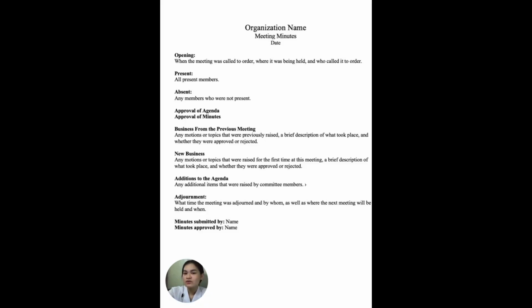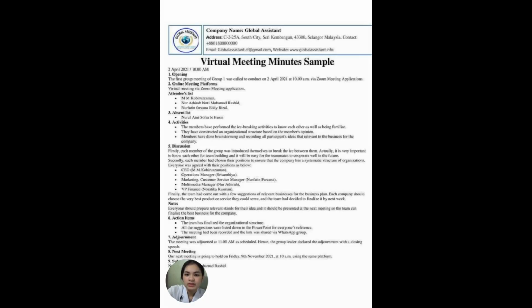Now, this is one of the formats in terms of writing the minutes of the meeting. It includes the attendees, the absentees, the topics raised for the meeting, what happened during the meeting, the discussion, and also the adjournment. So lastly, this is now the actual example of the minutes of the meeting. The discussion is thoroughly written, who said such thing and so, and at the bottom part, we can see that it was also written who submitted and who approved the said minutes of the meeting.